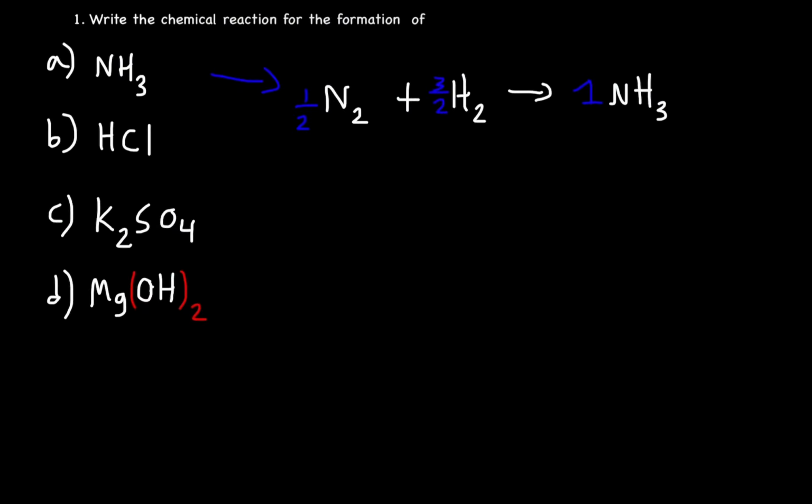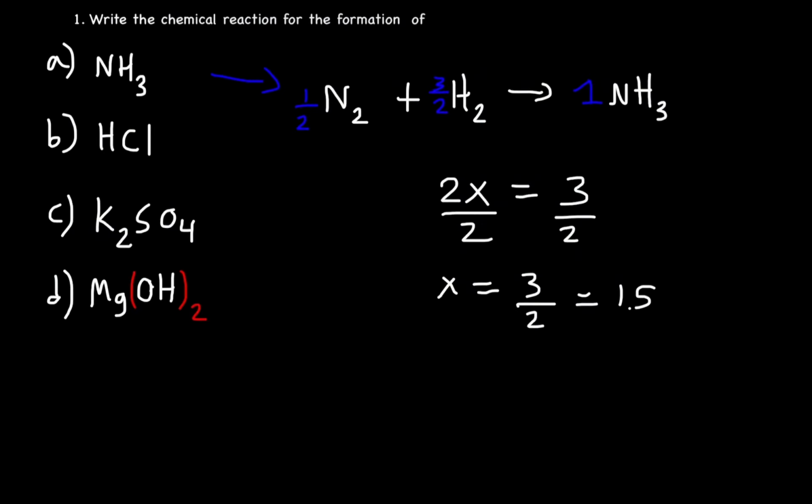And if you don't know why I put it, you can just solve for it like this. So 2x equals 3. I'll divide both sides by 2, and x equals 3/2, which is just 1.5. So now our reaction is balanced. This is the reaction if you want to form exactly 1 mole of ammonia.